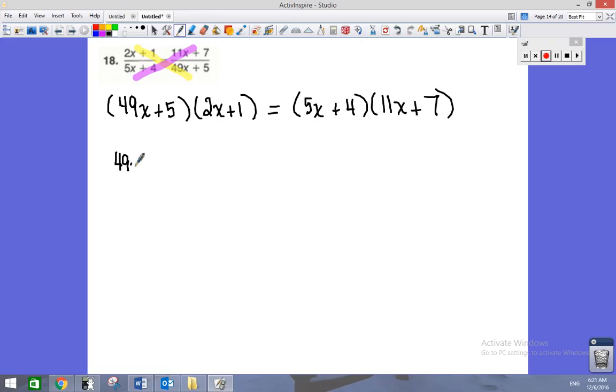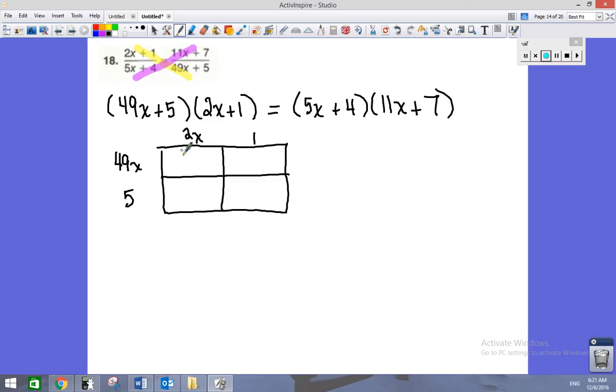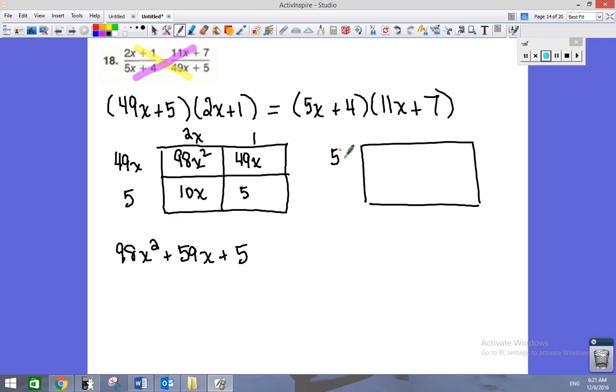If we multiply this in the form of a table, 49 times 2 is 98. So on the left-hand side, I'm getting 98x squared plus 59x plus 5. On the right-hand side, we got 55x squared, 35x, 44x, and 28.